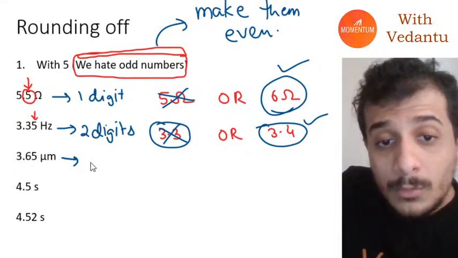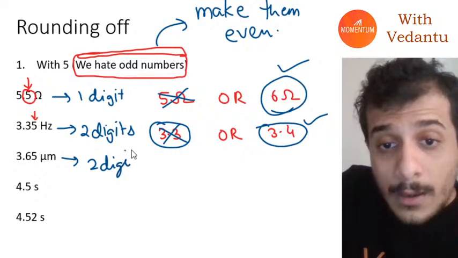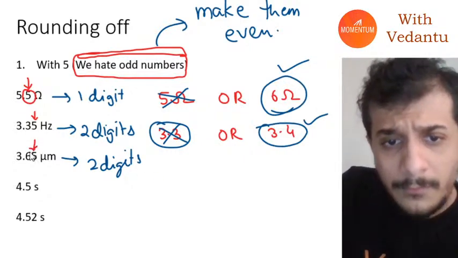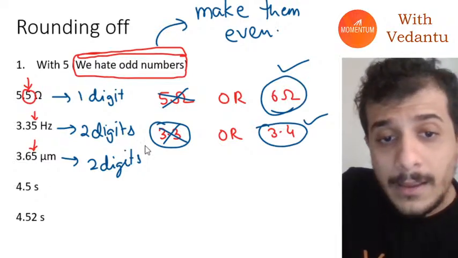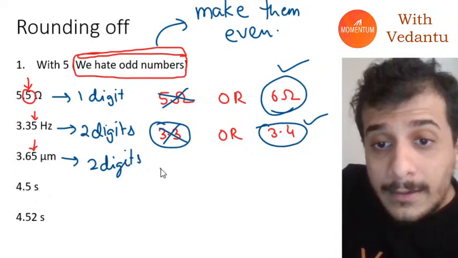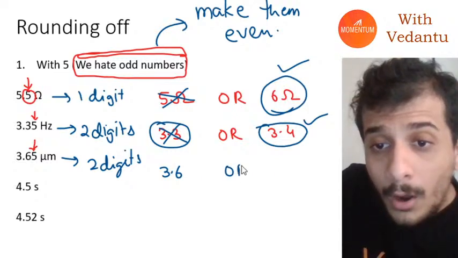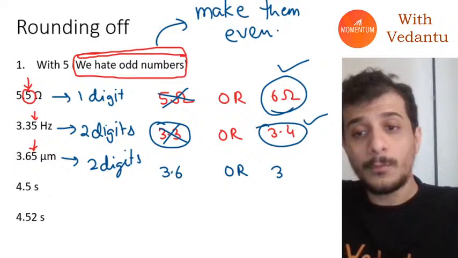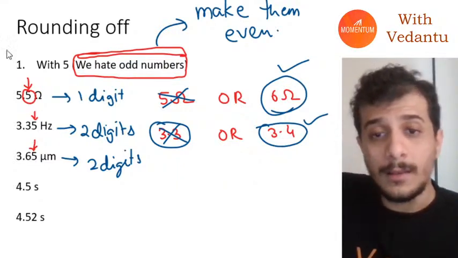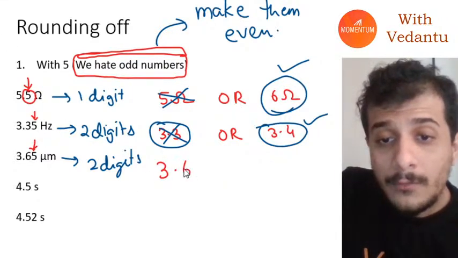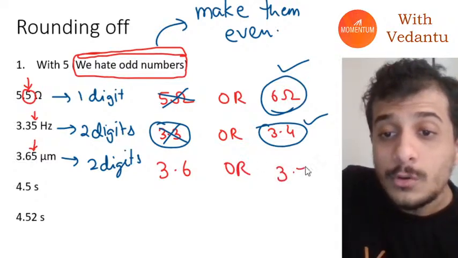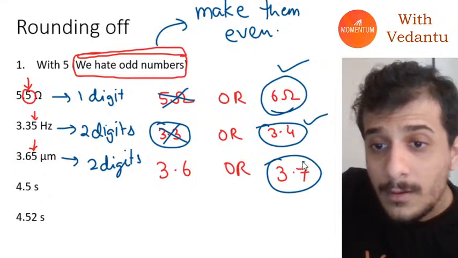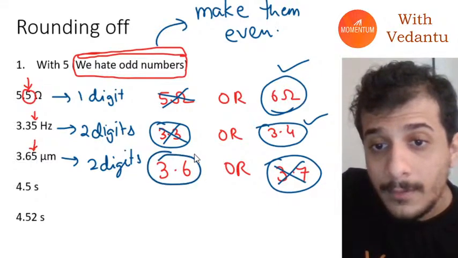Next one, if you had to round it off to two digits, you will look at the third digit here, which is once again 5. So you can write it either as 3.6 or as 3.7. You have to remember, guys, what do we hate and what do we love? We hate odd and we love even. So in this case, we will reject this and we will accept this.